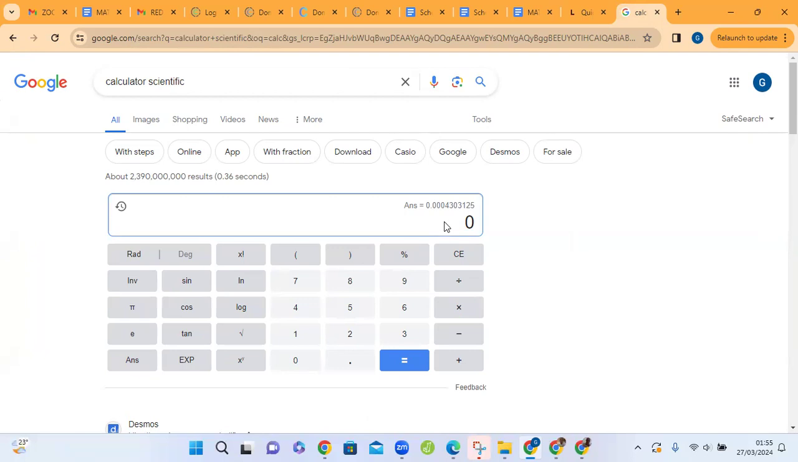1 minus 0.85 is 0.15, so that'll be 0.15 raised to the 4 times 0.85, and we're getting 0.00043 for our answer.